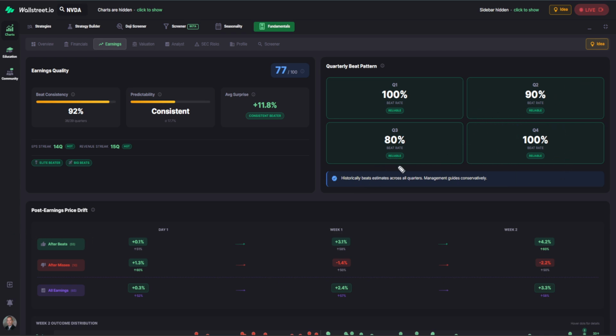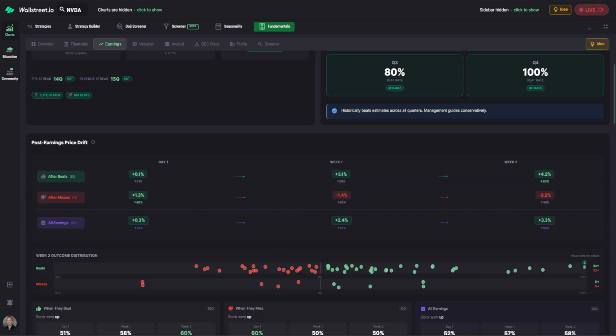So would you hold through earnings knowing this? Can you guesstimate where they're going to be? Yes, you can, based on 20 years of data. On day 1, here's their performance on average, whether they beat or miss. What about next week? Where are they usually at? They're usually down if they miss. And how about 2 weeks from now? They're usually up decent if they beat and down about 2% if they miss.